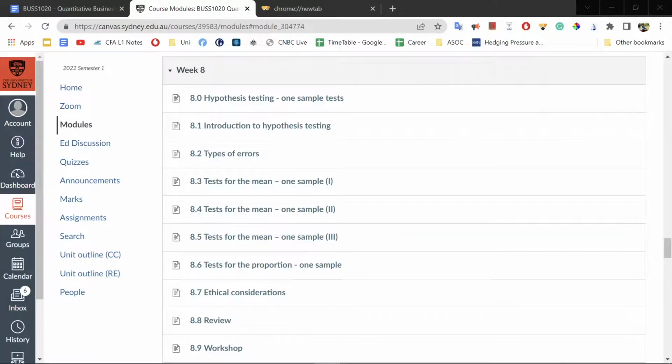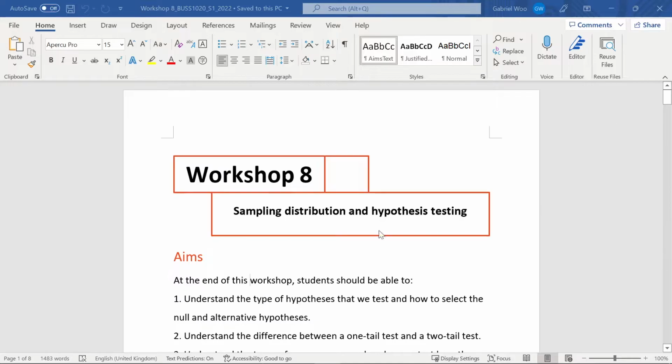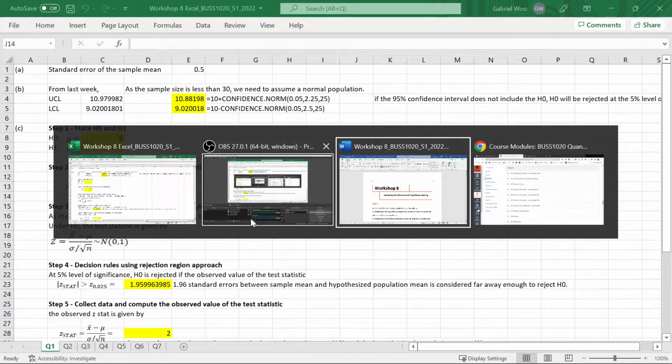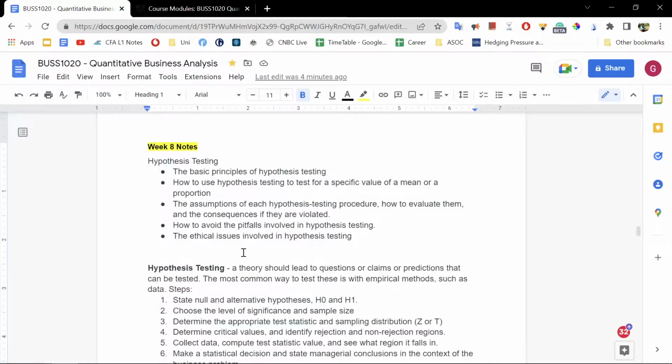Okay, enough of me rambling around. Let me turn my camera off, and then let's get into week 8's content. Let's just quickly look at the modules first, and then of course we're gonna go look at the Excel for the tutorial, as well as my notes.